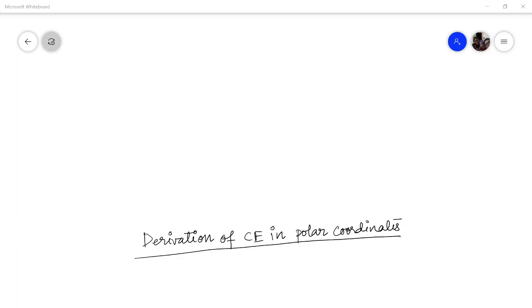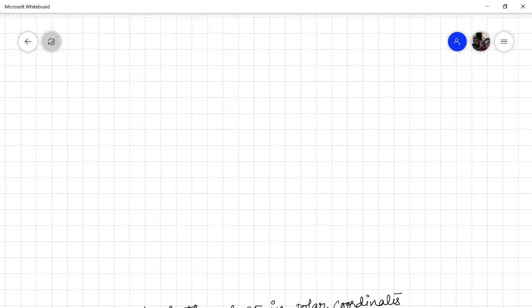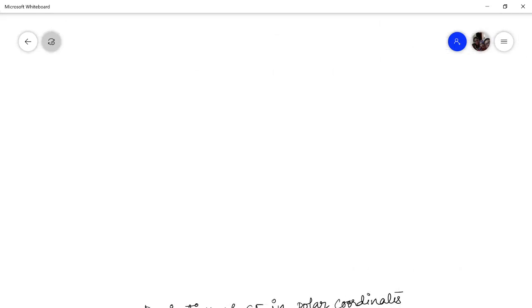Today I will be telling you how to derive the continuity equation in polar coordinates from first principle. But at the outset, let us recall the last lecture. In that lecture, we derived this equation, which is basically the relation between density and velocity field, and that is what we call the continuity equation.